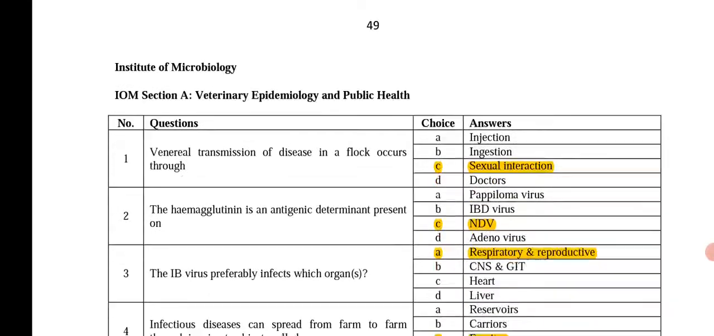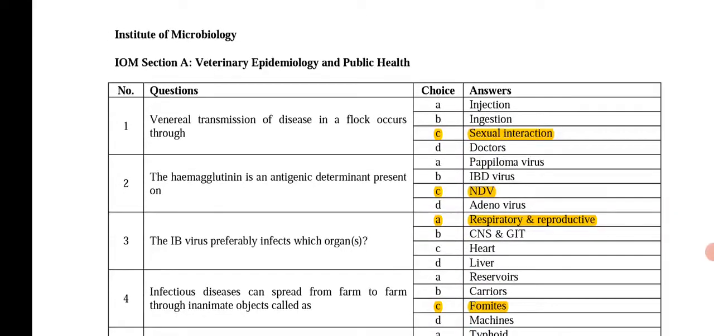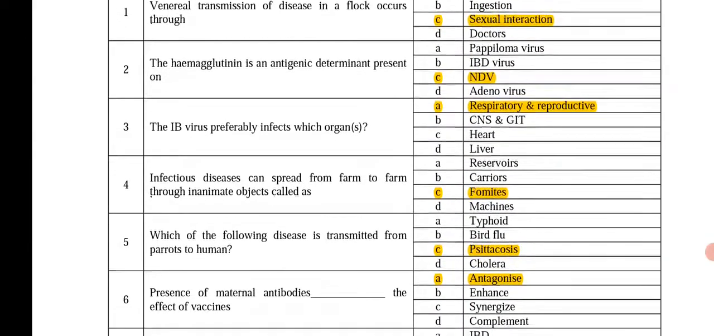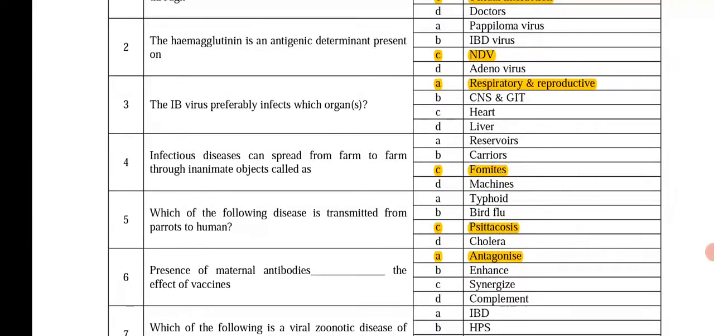Institute of Microbiology, Veterinary Epidemiology and Public Health. Venereal transmission of disease in flock occurs through sexual interaction. The hemagglutinin is an antigenic determinant present on Newcastle disease virus. Infectious bronchitis virus preferably infects which organ? Respiratory and reproductive. Infectious disease can be spread from farm to farm through inanimate objects called fomites.